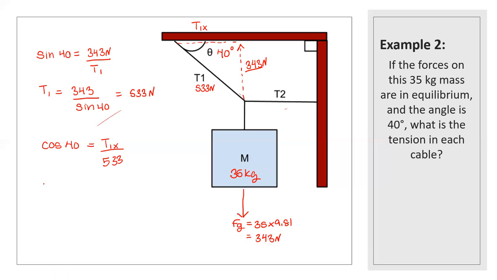Okay, so T1x equals 533 times the cosine of 40, which is equal to 408 newtons. So the tension in T1x is equal to the tension in 2 because the horizontal component of tension 1 balances out tension 2, which is all horizontal. So this is 408 newtons.